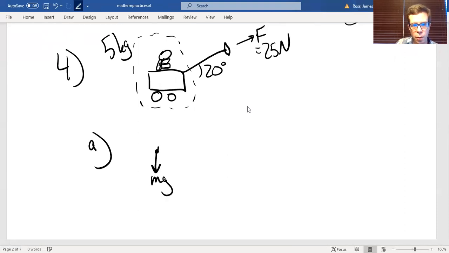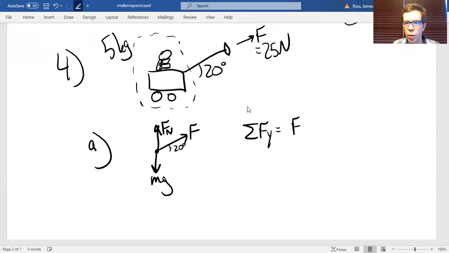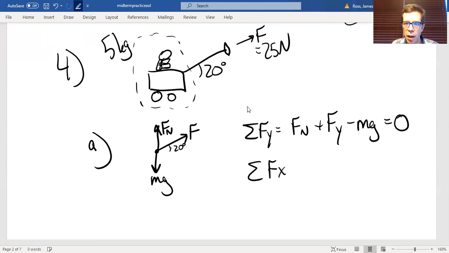We have gravity, we have our normal force, and we have our applied force. And the point of the wagon here is that it has wheels, so we're going to assume that there's not a lot of friction. All right, so if we look at our components now, the sum of forces in the y direction, we have the normal force plus the y component of the applied force minus the gravity equals 0. All right, because it's staying on the ground. And in the x direction, we just have the x component of the applied force equal to ma.